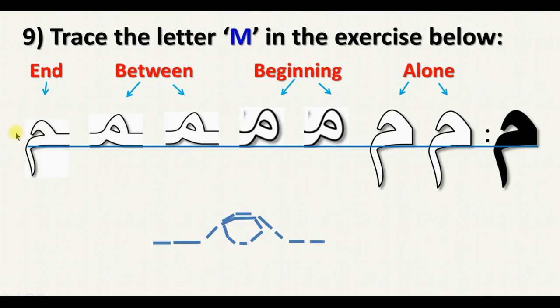And here is how the letter M will appear at the end of a word. Here on the right side you have a stem, which will be from the other letter. So to begin writing the letter M, you start from here, you go across, then you go on up, you come down, and then you go below the line. So these are all the forms of letter M, how the letter will appear in the different parts of a word.